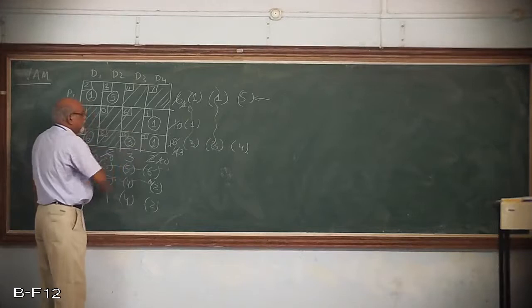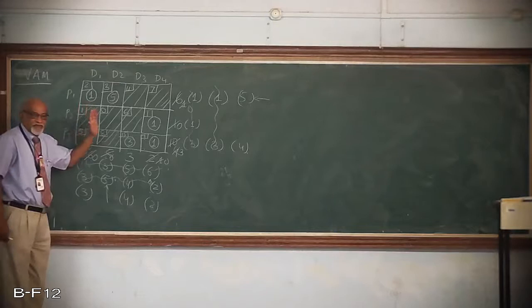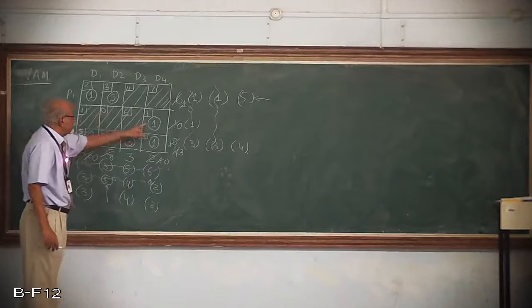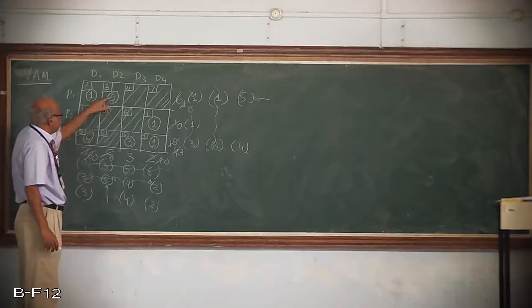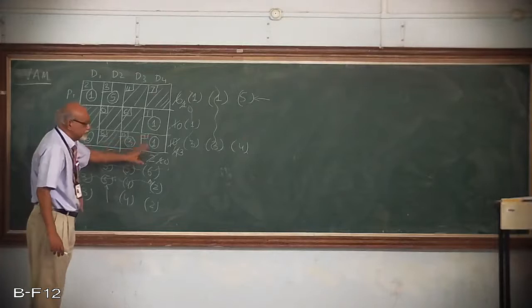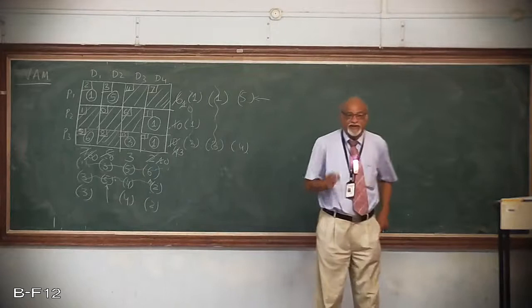What has happened now? Let us see whether the rim conditions are fulfilled or not. 1 plus 5, 6. Yes, it fulfills. Here 1, it fulfills. Here 1 plus 6, 7, it fulfills. This is 5, it fulfills. 3 fulfills. 1 plus 1, this thing. So it fulfills the rim conditions. Hence it is a feasible solution.